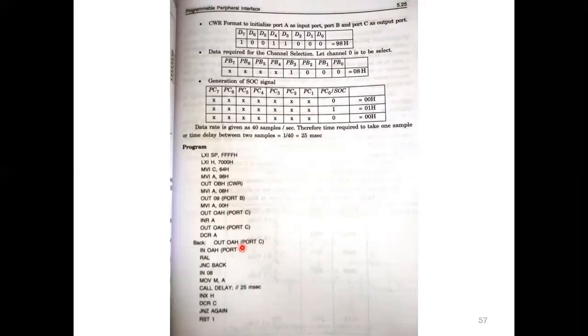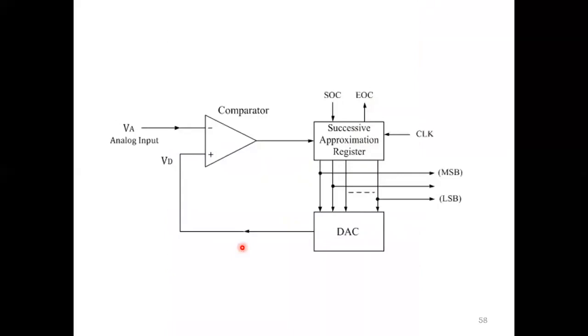Next is the program for the ADC, the analog to digital converter. This is the successive approximation type concept. The successive approximation value will produce some digital signals, which are converted to analog and compared with the given analog input. If the comparator output is 0, it means both the values are the same, so the previous value stays. If it is 1, it will change the value, then compare again, like that.